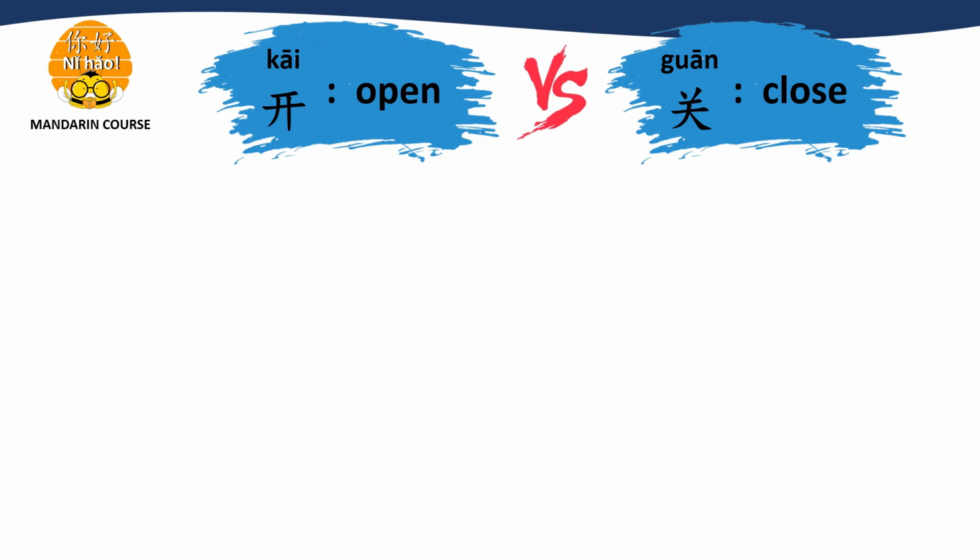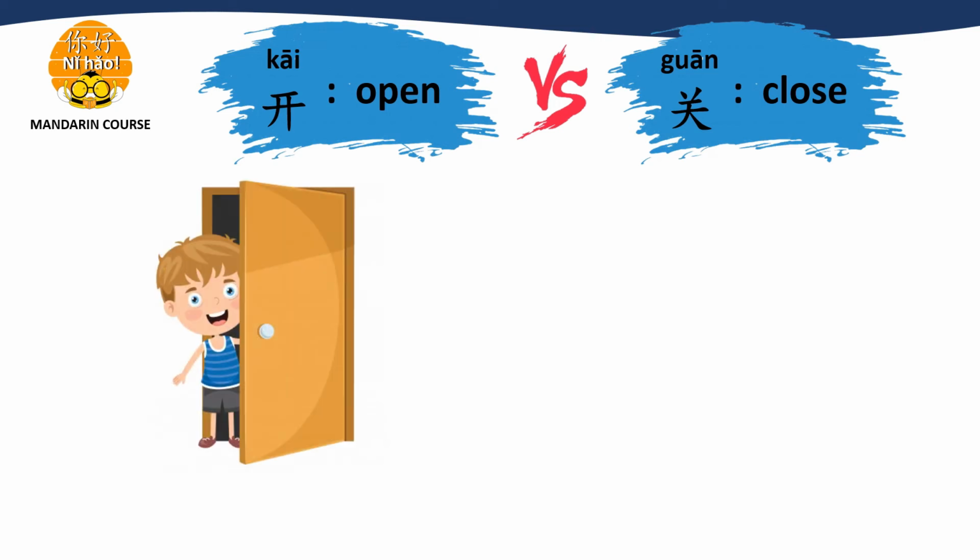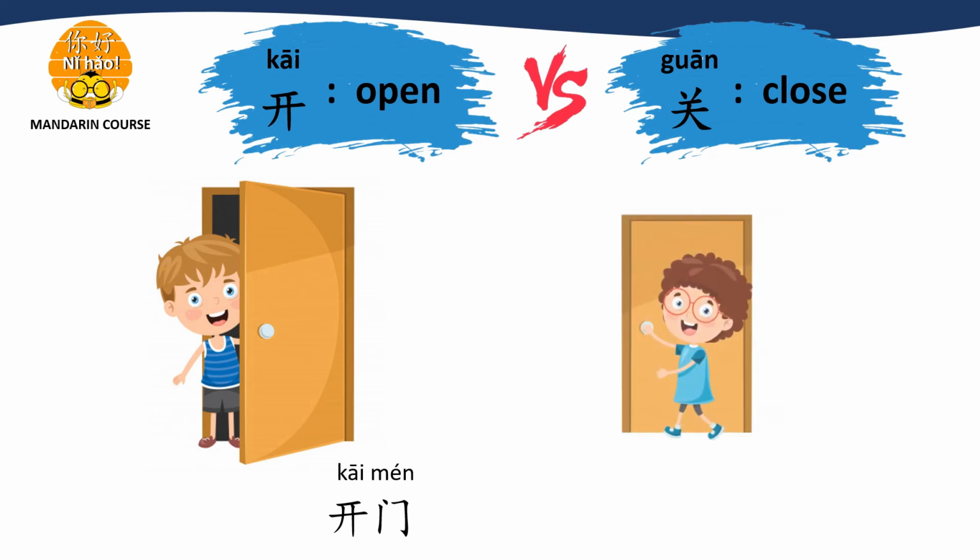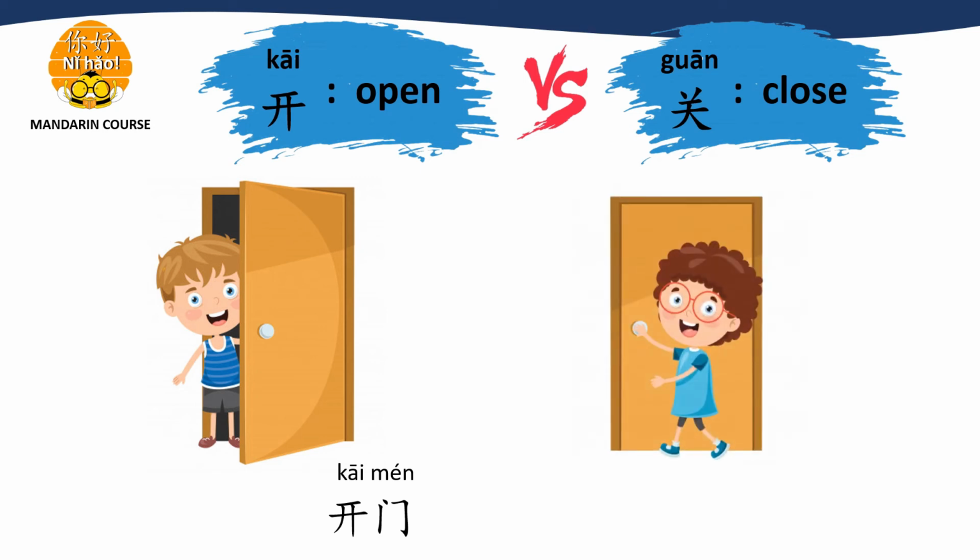Now we are going to learn about open and close. 开, open. 关, close. 开门, open the door. 关门, close the door.